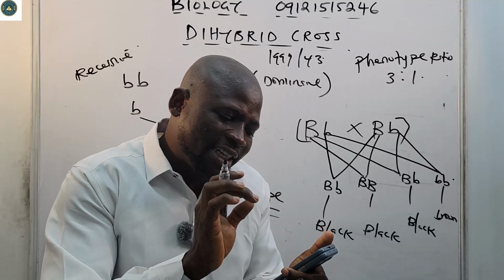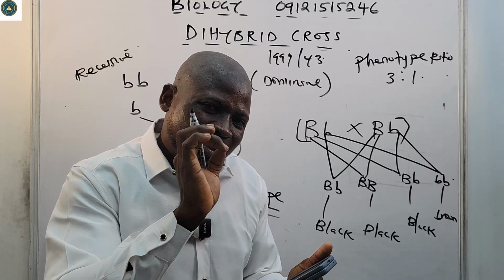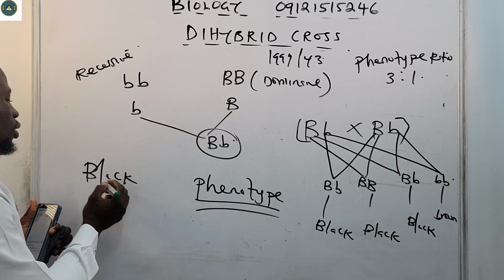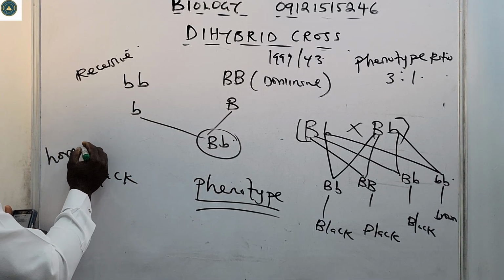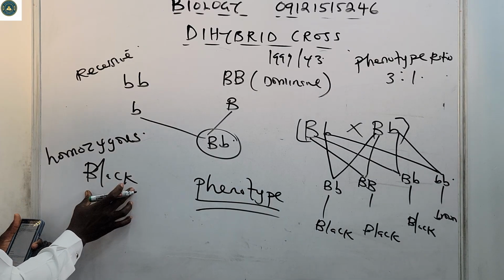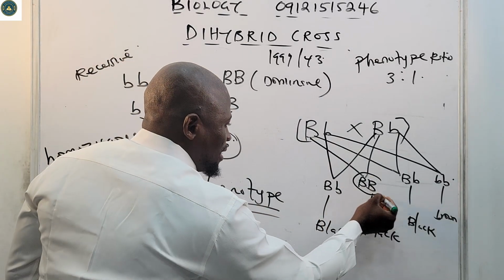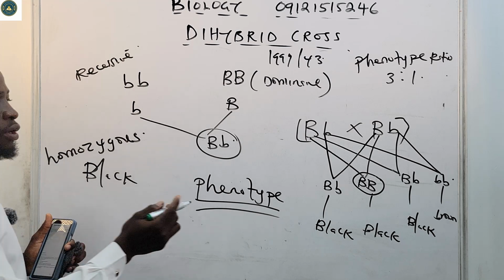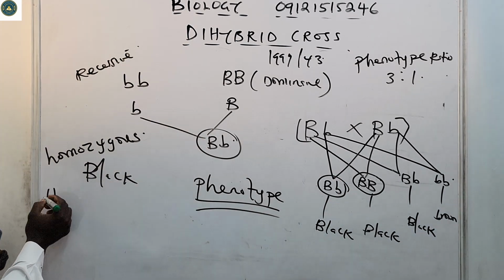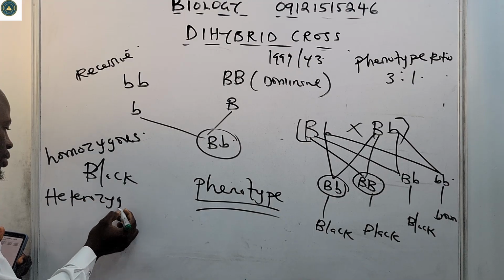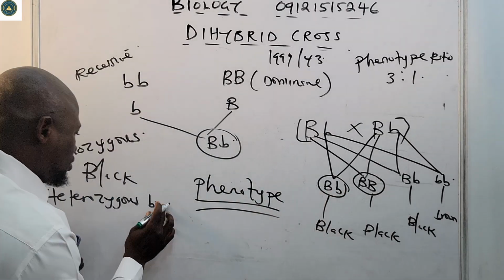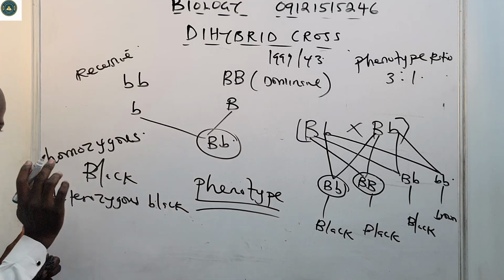They say how many different genotypes are we going to see? We're going to see homozygous black. This BB here is homozygous black. This one, is it heterozygous or homozygous? It's heterozygous. So I'm going to see heterozygous black. This is the second one we are seeing.